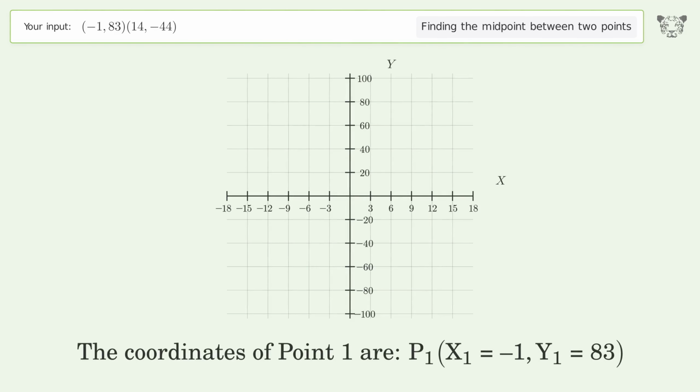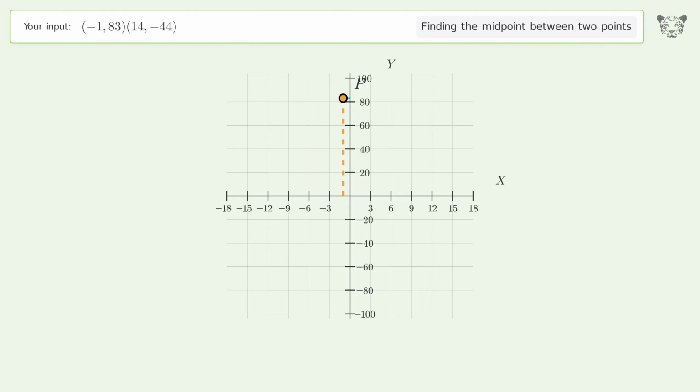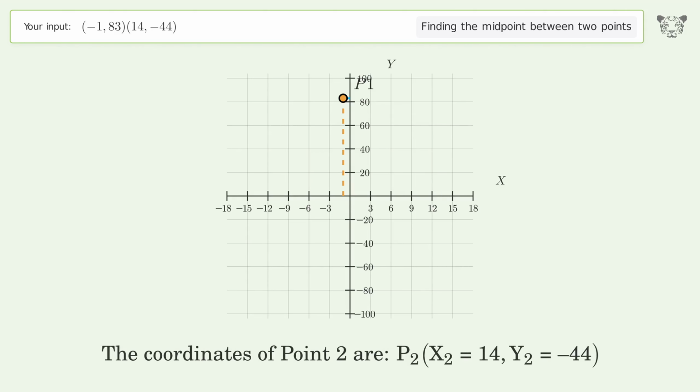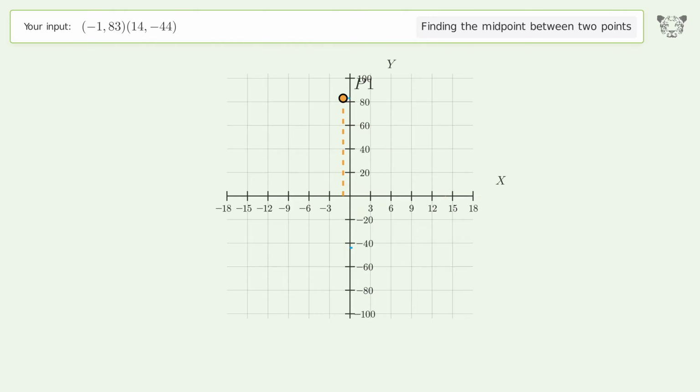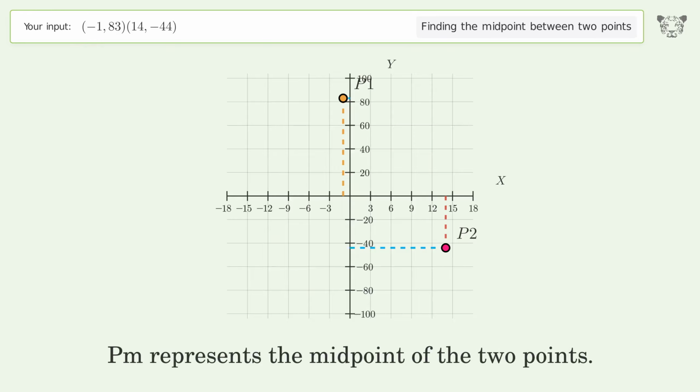The coordinates of point 1 are x1 equals -1, y1 equals 83. The coordinates of point 2 are x2 equals 14, y2 equals -44. PM represents the midpoint of the 2 points.